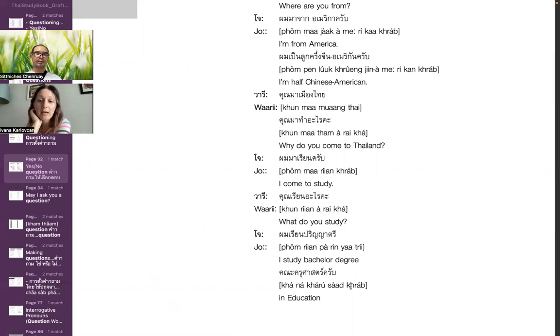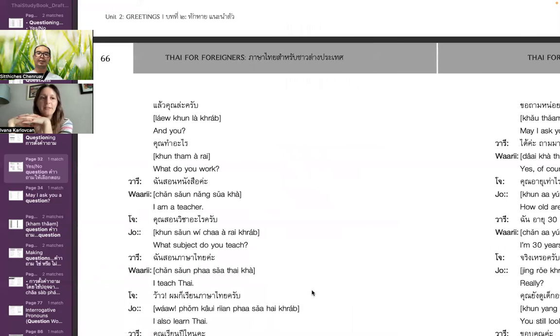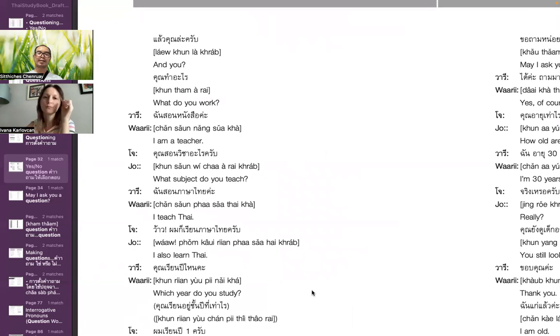คณะครุศาสตร์ครับ, in education. ครุศาสตร์ is actually pedagogy, but I don't want to use the word like that, so in education. คณะ means faculty. And then you still ask: แล้วคุณล่ะครับ, meaning and you? คุณทำอะไร.